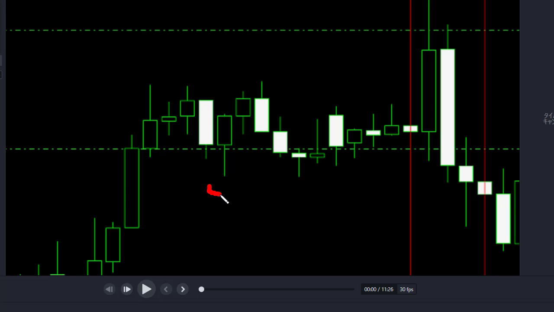And this is also called body harami. This candlestick body, previous candlestick body inside. So this is body harami. And this pattern is also called shadow engulfing. This candlestick lower shadow, next candlestick lower shadow inside. So this is shadow engulfing.